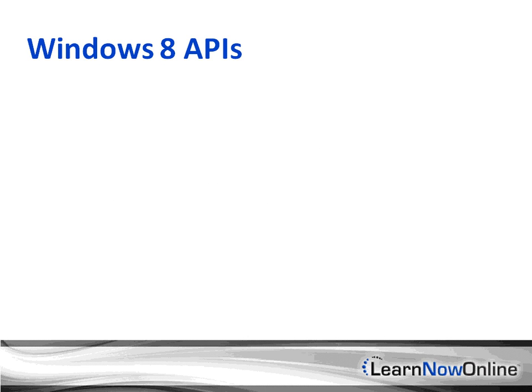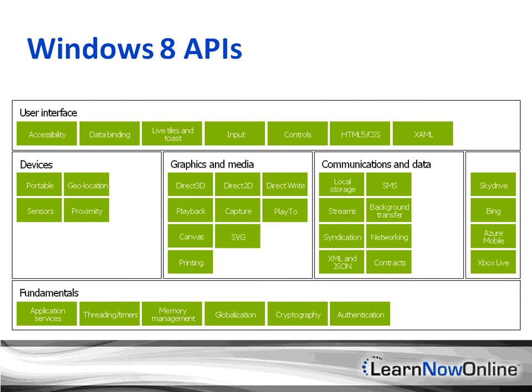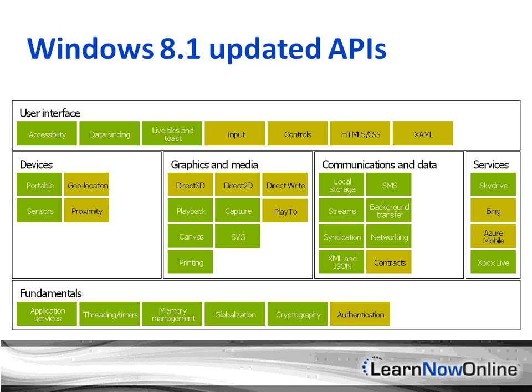So the Windows 8 APIs that were available when Windows 8 released included a number of different things. You had the fundamental application services and threading. You had graphics. You have communications and data, devices. We've got user interface. 8.1 introduces a number of new things as well as updating existing ones. Input has been improved. Controls, both HTML and XAML. You've got advanced services with Azure Mobile added to the environment, and fundamentals, things around authentication.